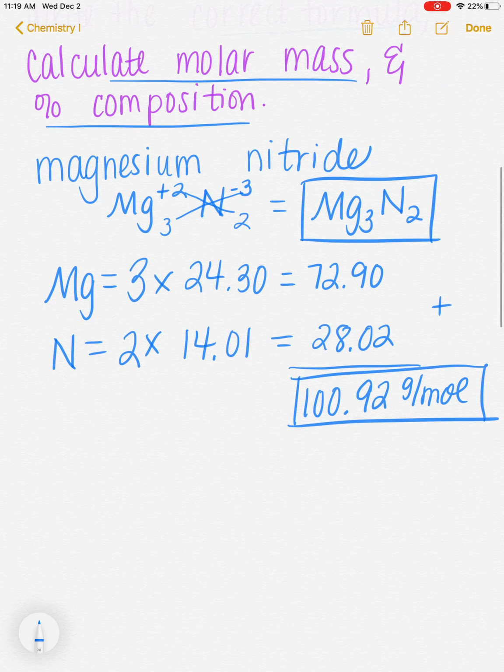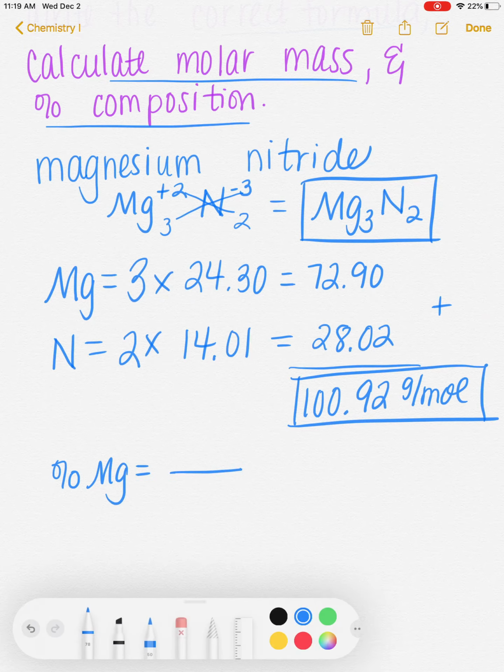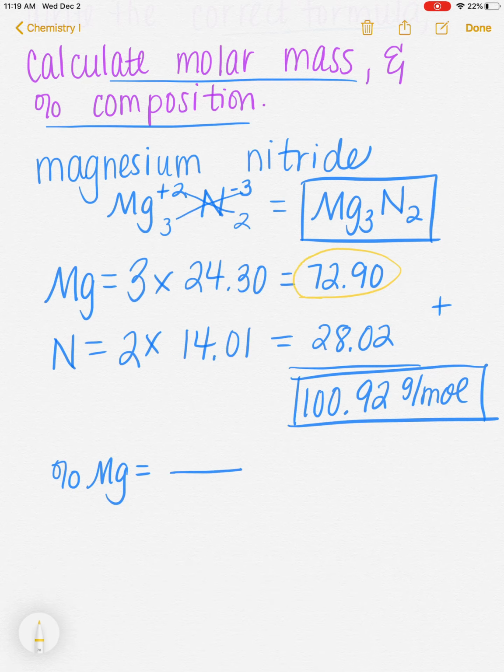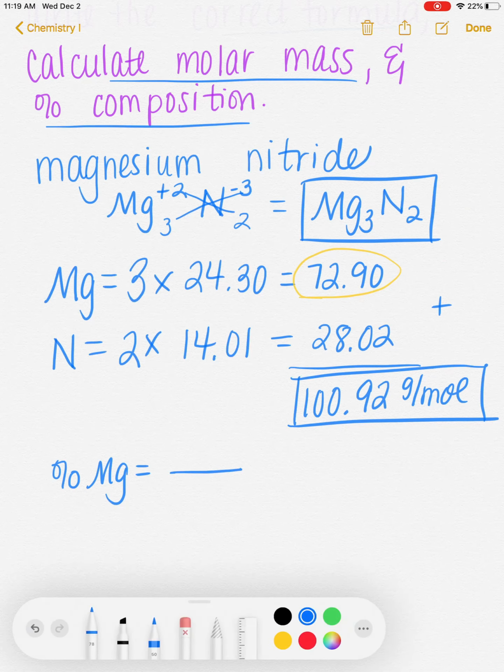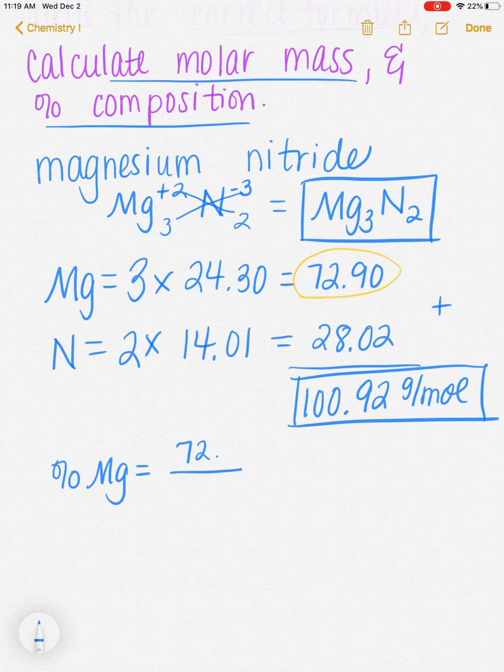Next, we need to find the percent composition. To find the percent that is magnesium in this compound, I need to take the total mass of magnesium in the compound, which we had just determined is 72.90 grams, divided by the total mass of the compound, which is 100.92, and we will multiply by 100%.